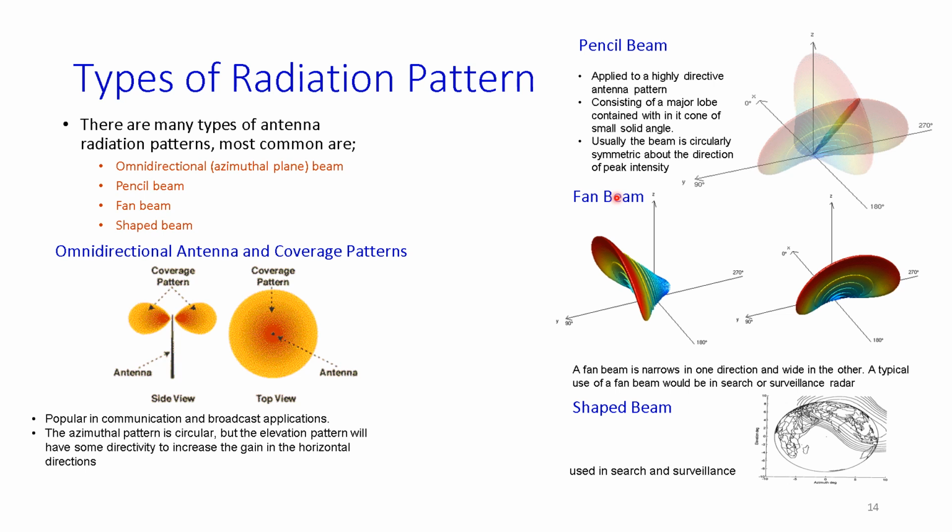Or in the general form, we have shaped beams, where we try to control the beam direction to cover a certain area so that the power will not be lost in the ocean if the application is intended for the continent. And it's also used for search and surveillance. So we can think of radiation pattern for satellite application as omnidirectional, pencil, fan, and shaped beams.